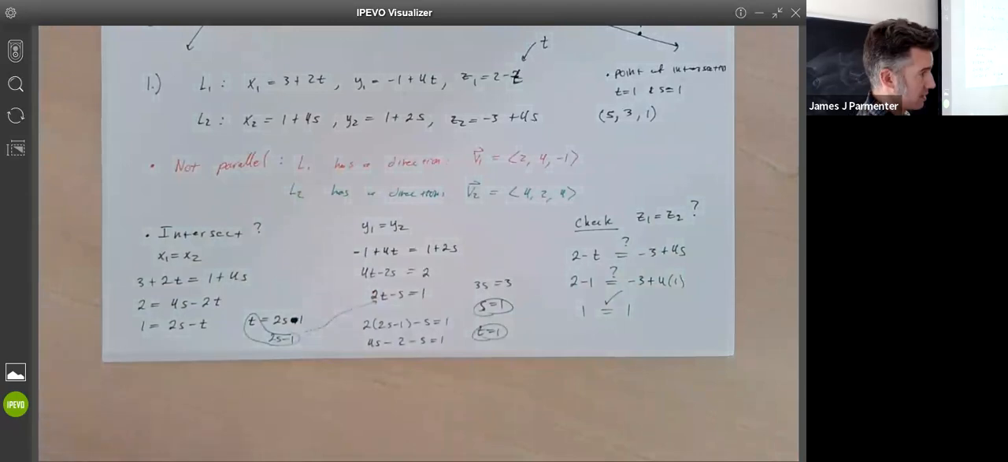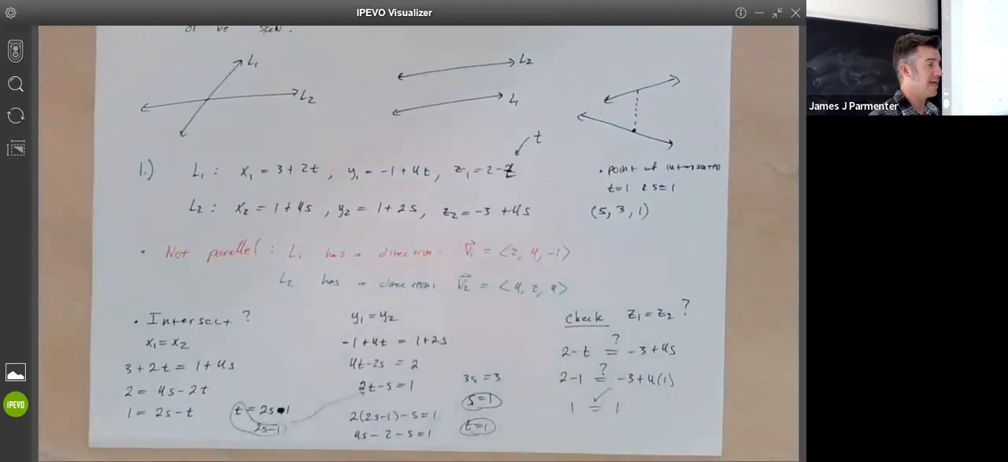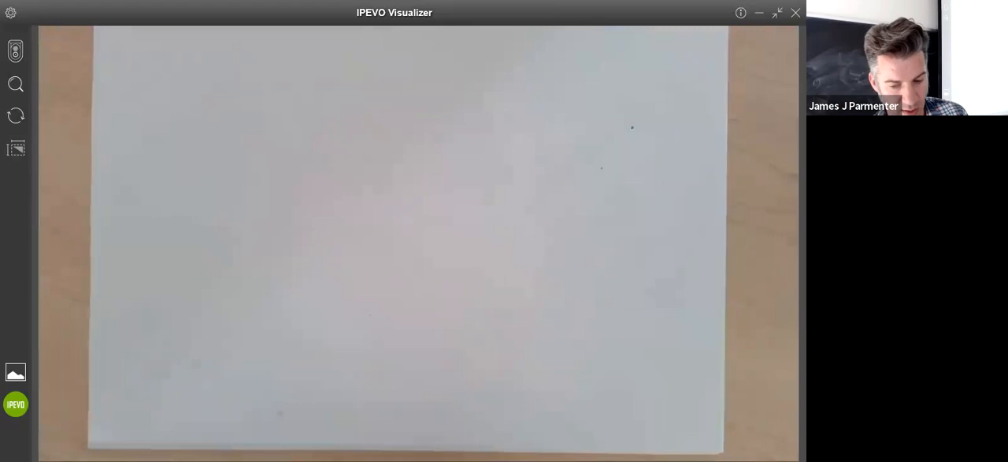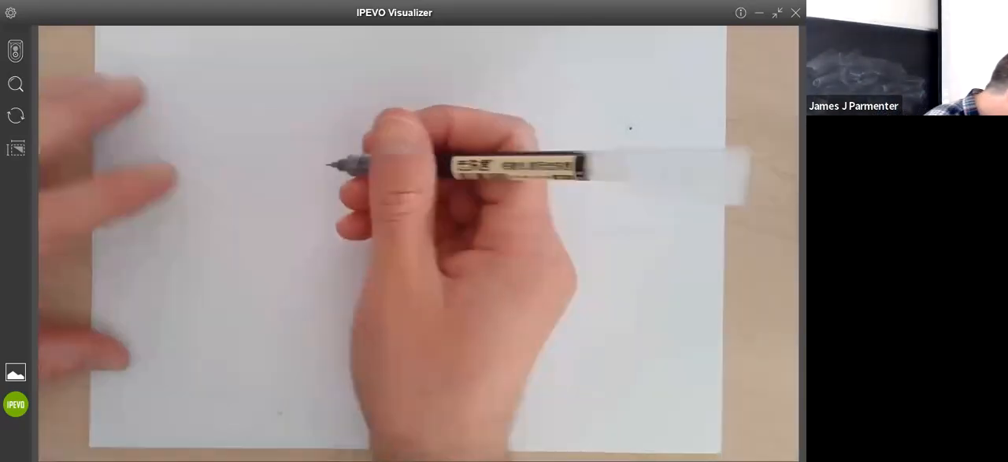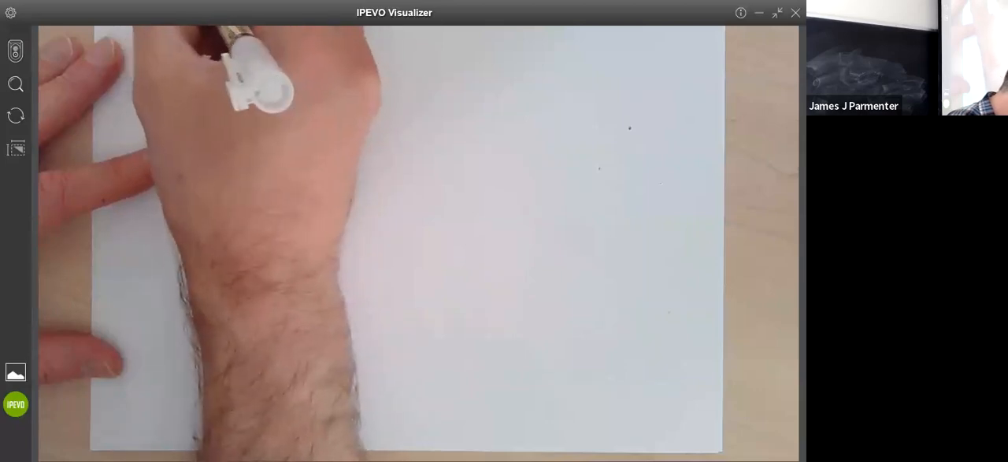So let's look at another example where the lines, I will tell you right off the bat, prepare for disappointment. The lines are not going to intersect. It's okay though. It's good to see why they don't intersect. So let's look at the same sort of thing. Okay, we got time. So here's another line system.